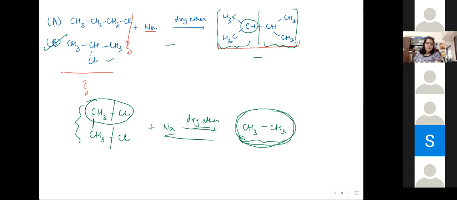I'll give you another case. Can I produce methane from this method? Methane is CH4, right? No, you can't. Do you mean can we get methane on the product side? No, we can't, to produce methane.